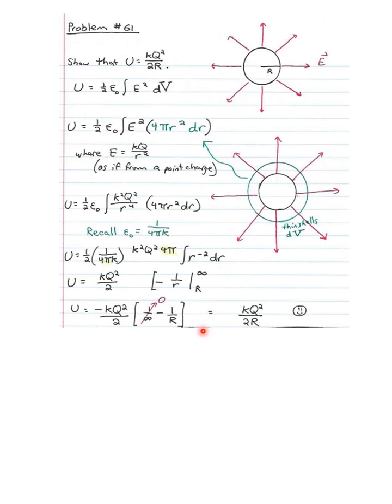And so doing that, I've brought the negative sign in this final line on the page. I've brought the negative sign far out to the left, and we have 1 over infinity, which is 0, minus 1 over r. And in the end, we get kq squared over 2r, and that's what the problem said to solve for.